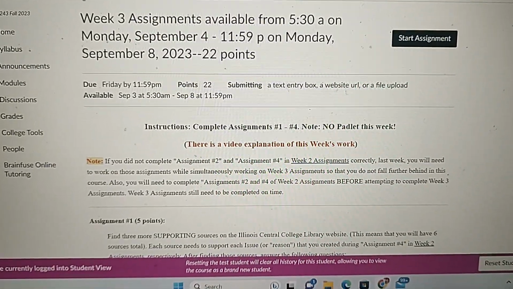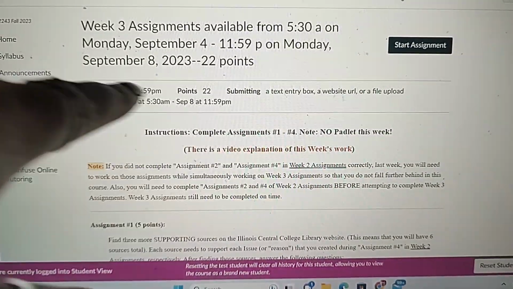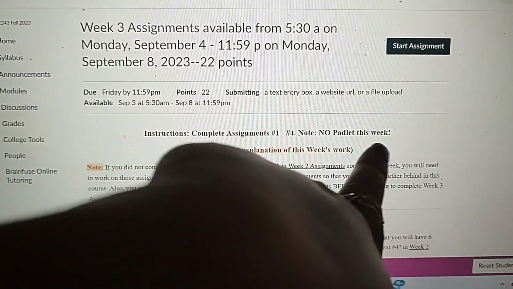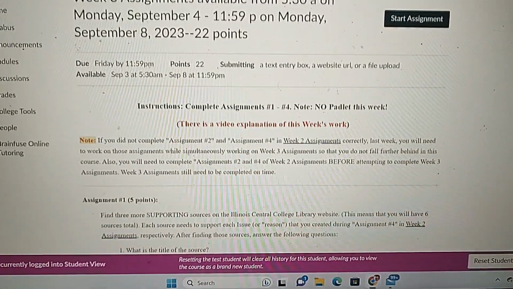Okay, so let's go through this step by step. Instructions: complete assignments 1 through 4 of this week's work. Note, there will be no Padlet. I know we're all sad. Try not to cry. So let's keep going.